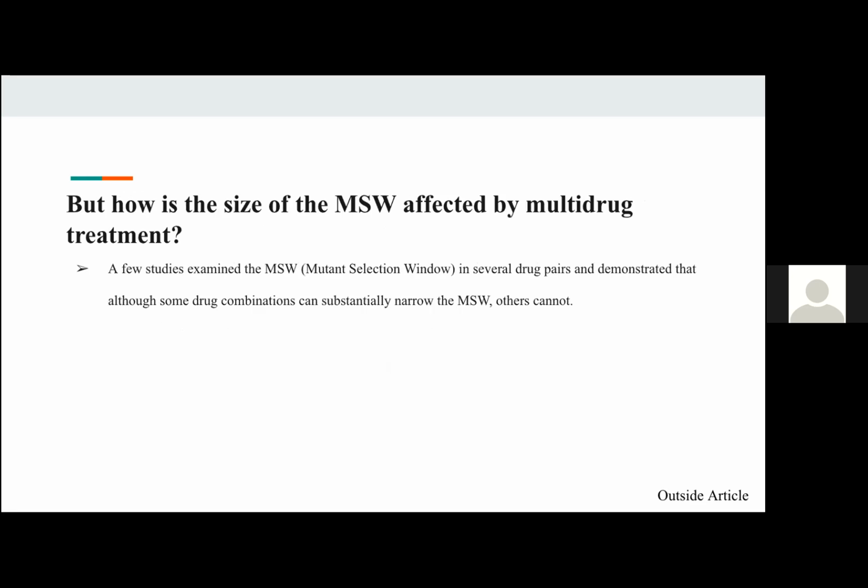A few studies examined the mutant selection window in several drug pairs and demonstrated that although some drug combinations can substantially narrow the mutant selection window, others cannot. To understand the impact of drug combinations and of the interaction between drugs on the size of the mutant selection window, we need to consider a model that can predict the number of resistant colonies appearing in a multi-drug environment.